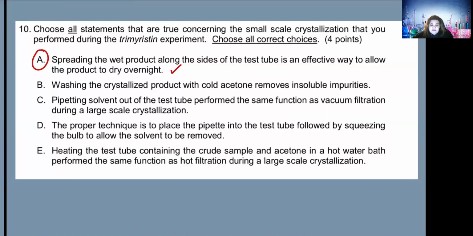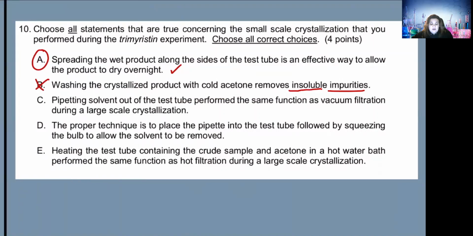All right, letter B says, washing the crystallized product with cold acetone removes insoluble impurities. Do you guys remember what we spoke about with insoluble impurities? Insoluble impurities are removed using which method? Hot filtration. So hot filtration removes insoluble impurities. What's actually happening in this wash step is the cold acetone is removing soluble impurities, okay? So B is not going to work.